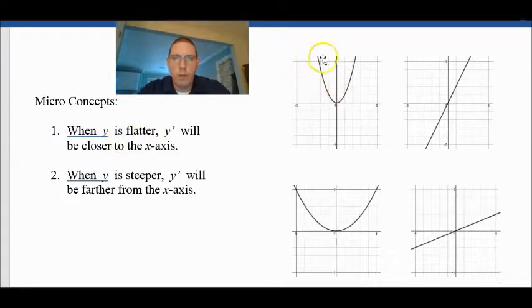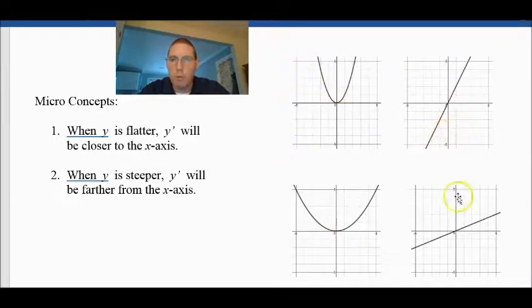In this one, look at this curve here. Does this curve look like it's steeper or flatter compared to this one? This one looks like it's a little flatter, right? And this one's a little bit steeper. Okay. Well, if this one's steeper, then its derivative should be farther away from the x-axis. And if this one's flatter, its derivative should be closer to the x-axis.